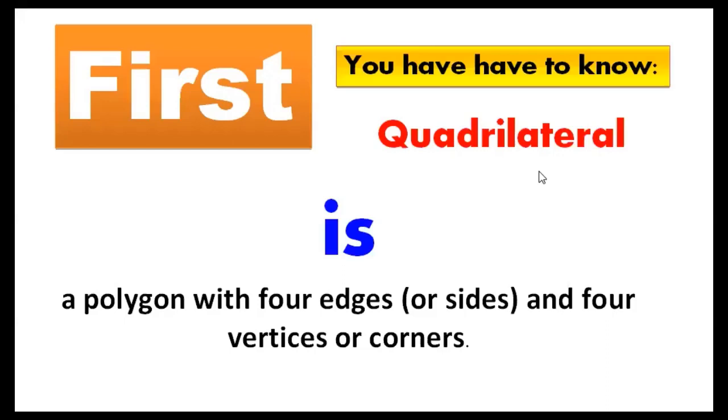So what is the quadrilateral? It's a polygon with 4 sides and 4 vertices. We can say 4 edges or 4 corners also. Both of them mean the same.